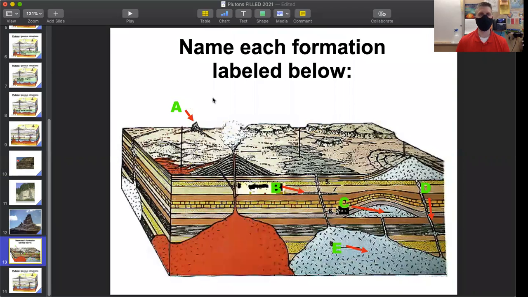All right, so A, that's pointing to the neck. B is pointing to the sill because it's horizontal. C is pointing to the laccolith because it's dome-shaped. D is pointing to the dike, and then E is pointing to the batholith or stock, either way.